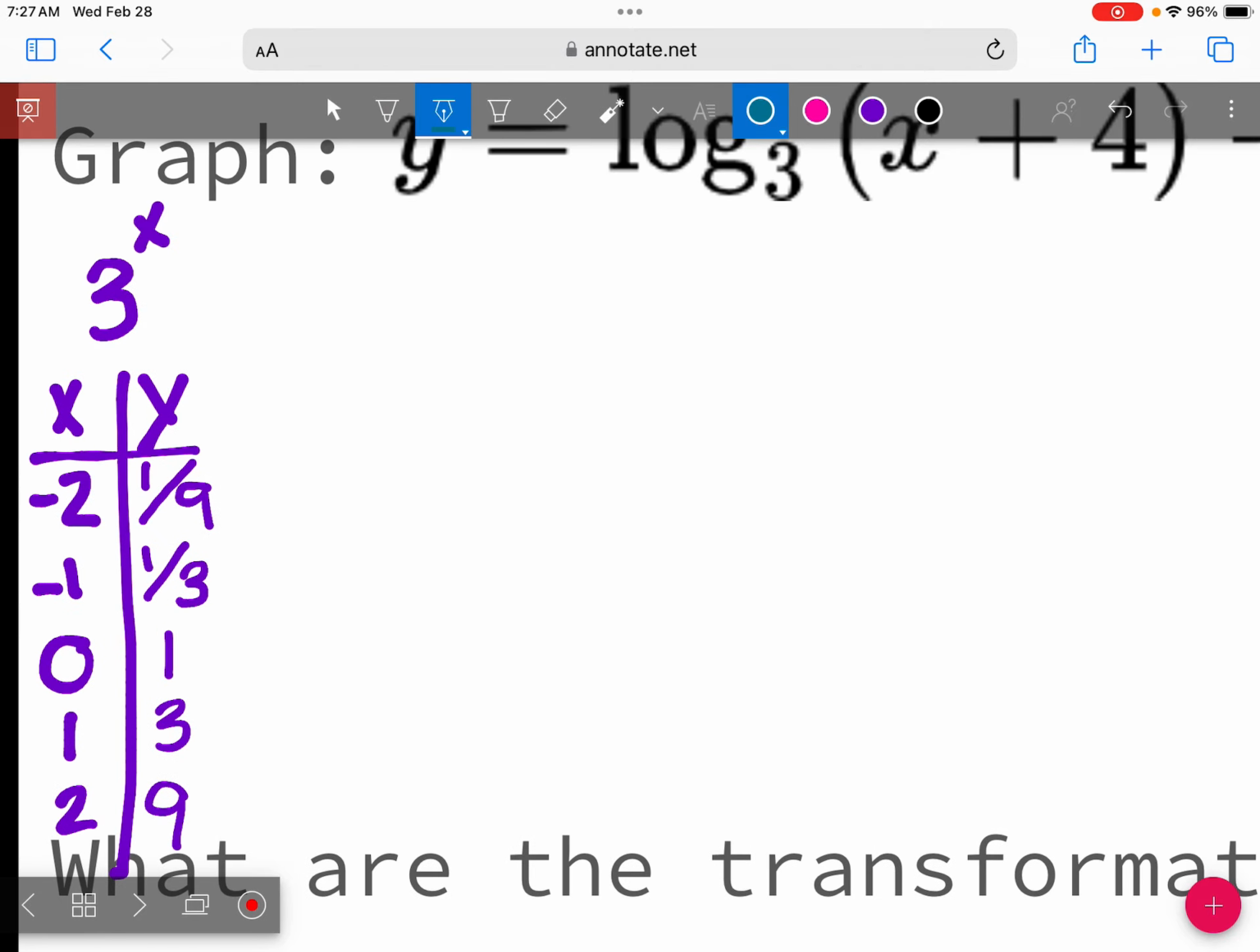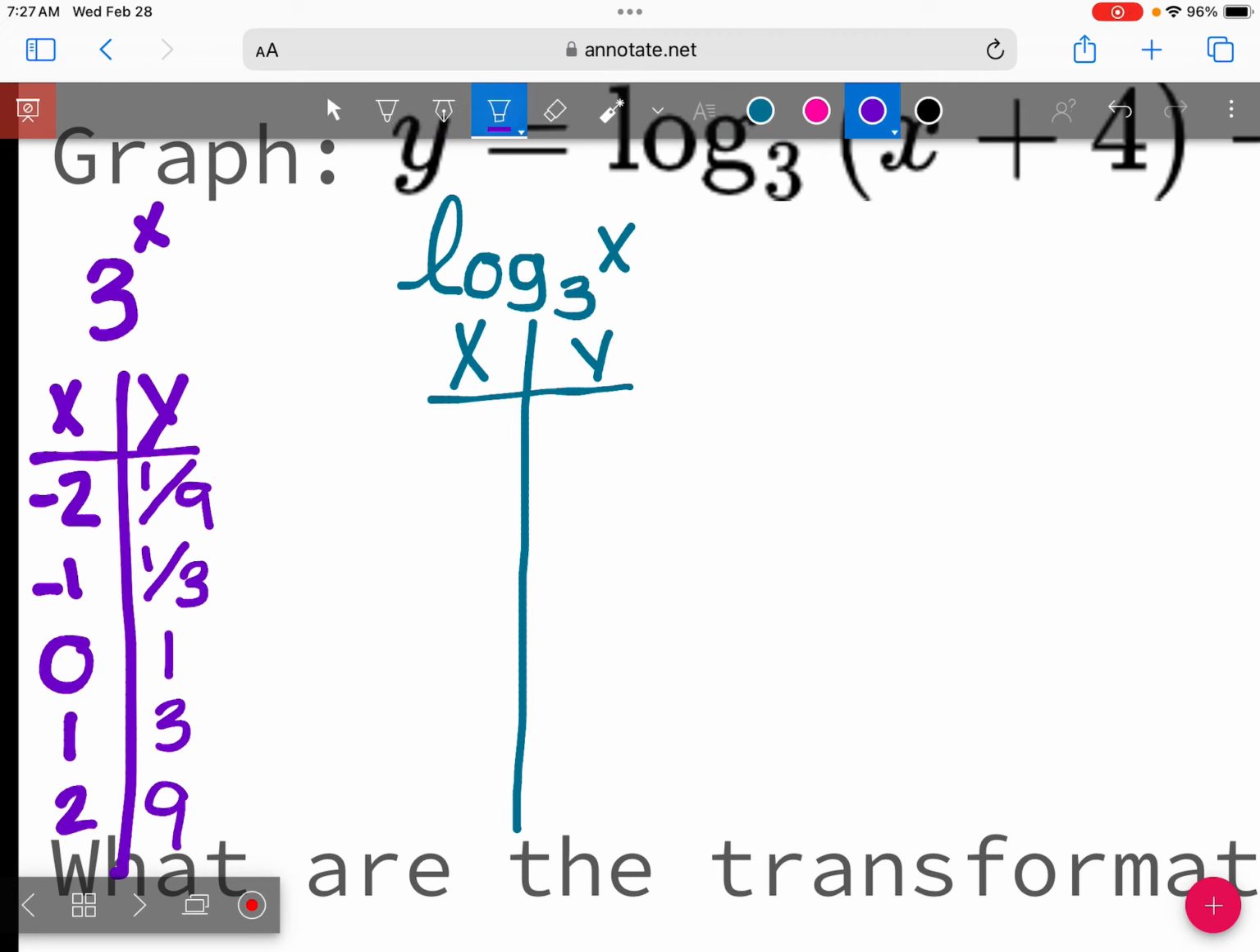So we're not going to graph that part, but we are going to come over and graph log base 3 of x. This is what we're calling the parent function of the logarithm, which is the inverse of this exponential. That was not what I wanted. There we go.